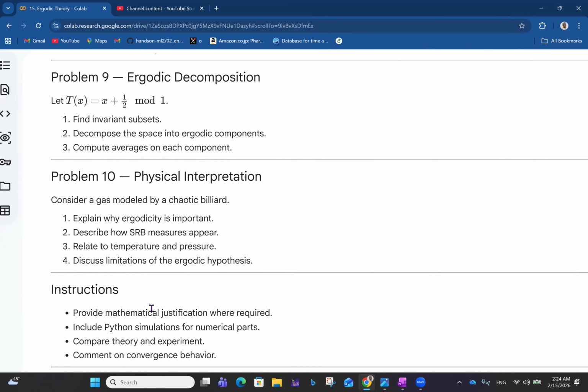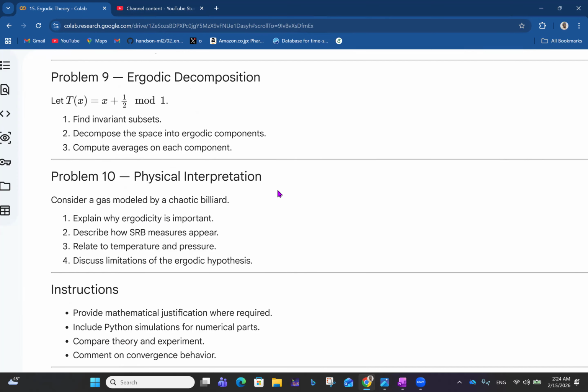Then instructions. Provide mathematical justification where required. Include Python simulations for numerical parts. Compare theory and experiment. Comment on convergence behavior. So you can check the codes, which can also help you to answer some of these questions. Some of these questions are basically repetition patterns of the same things I've been explaining.